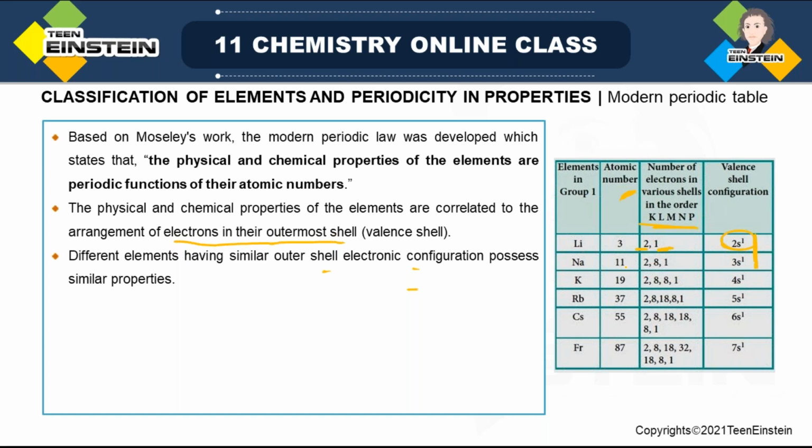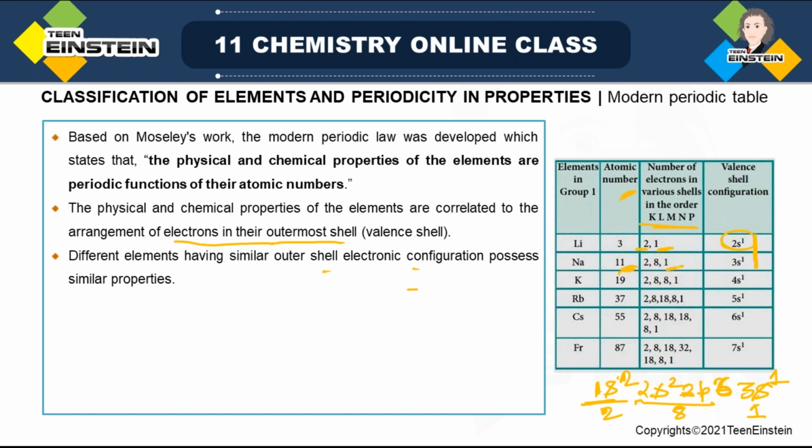Then for sodium, atomic number 11, so total 11 electrons: 1s2, 2s2, 2p6. We have to fill these shells until we reach 11, according to our rule. 1s2, 2s2, 2p6. So here you have total 8 electrons, here you have total 2, and then 2 plus 2 plus 6, already 10 electrons. 1 electron left. That will be in 3s1 according to our above principle. So 2, 8, 1, that is mentioned here like this, K, L, M.